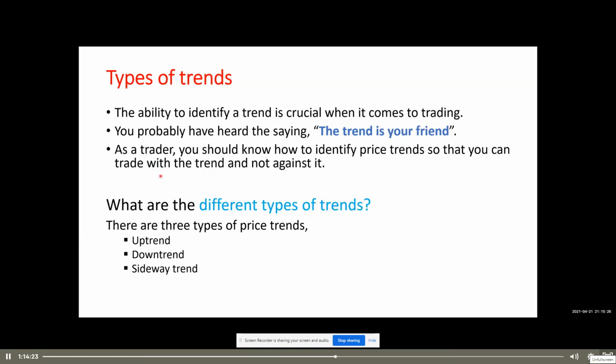Okay. Now, what are the different types of trends? So there are 3 different types of price trends. 1 is the uptrend, 2 is the downtrend, and 3 is the sideways trend. Now, all 3 trends are important. Now, let's take a look at each one of them.